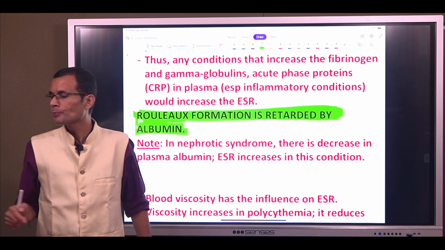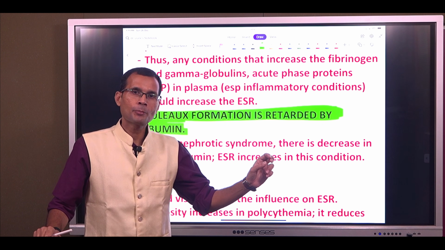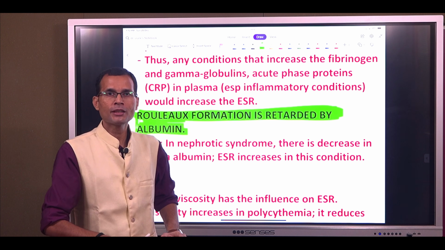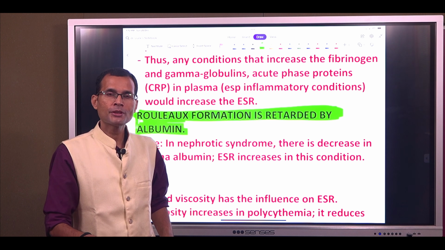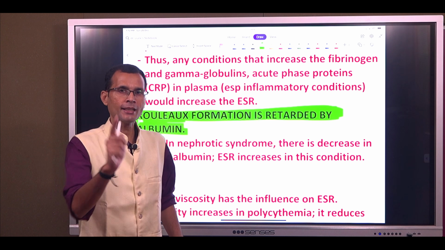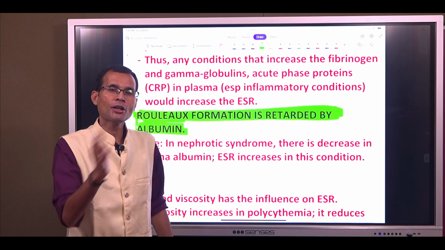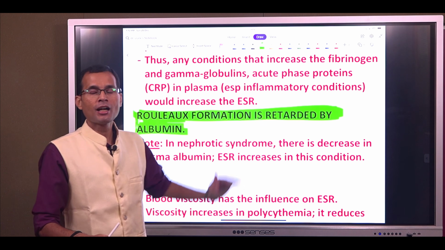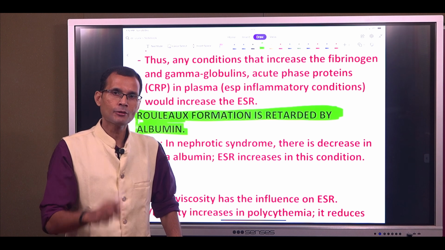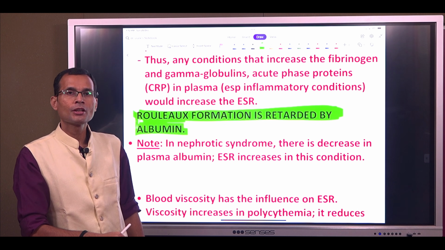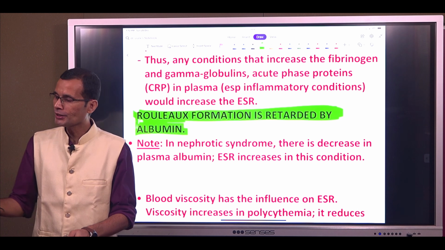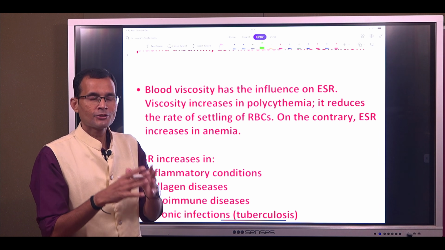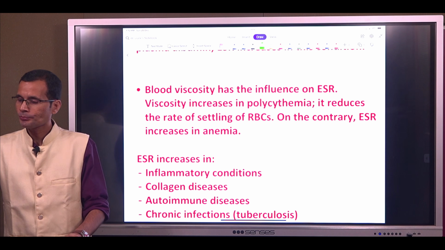So, please remember, I mentioned all the other proteins in the plasma. If they increase, they hasten the rouleau formation, overcoming the zeta potential, giving faster rouleau formation and therefore increased ESR. Except one plasma protein, which has an inverse relationship. If the plasma albumin increases, it will retard the ESR. If the plasma albumin decreases, which happens in nephrotic syndrome, then the ESR will increase. So, remember this because it has a clinical application.